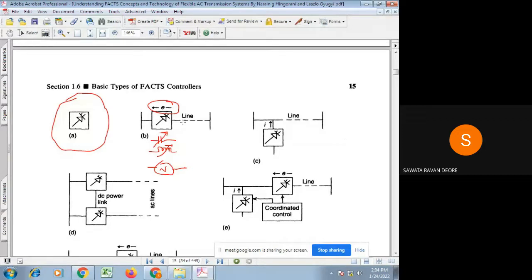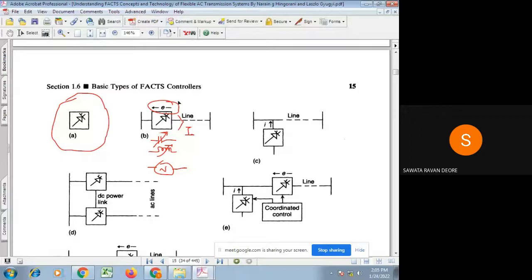Please try to understand. As this series FACTS controller is connected in series with the line, in principle that series FACTS controller injects voltage in series with the line. And as long as this injected voltage by this series FACTS controller is in quadrature with the line current, then this controller exchanges only reactive power with the line.